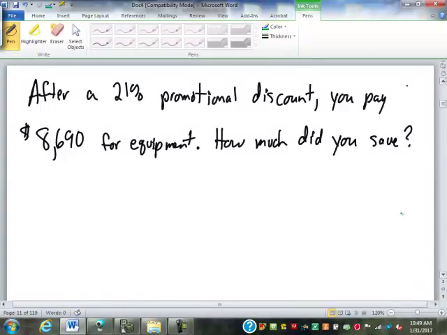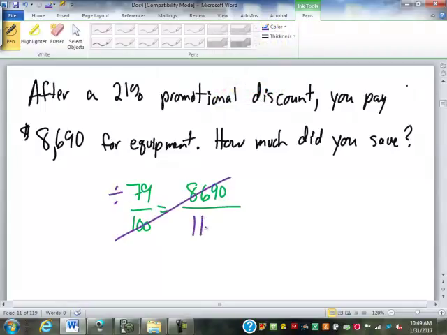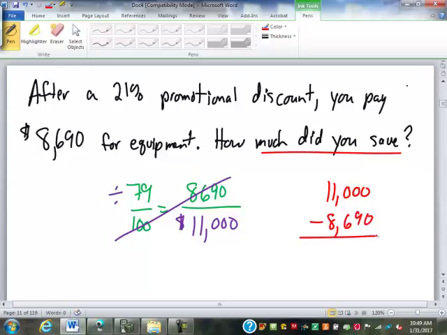So, what percent are you working with here? 79%. Where's the 8690 go? On top. If we cross, multiply, and divide, we get $11,000 is full price. Is that our answer? No, we're looking for how much did you save? So 11,000 minus the 8,690 is $2,310 you saved.